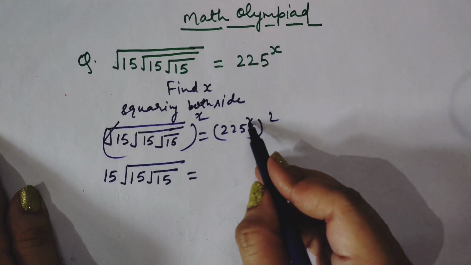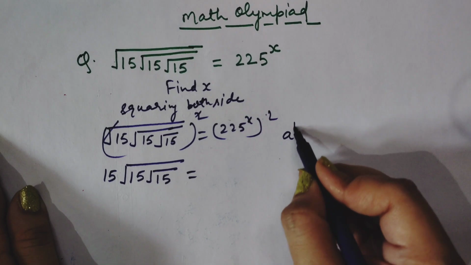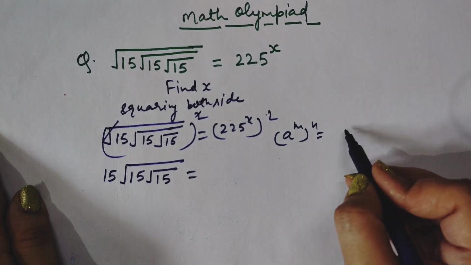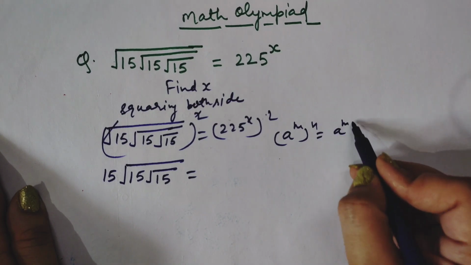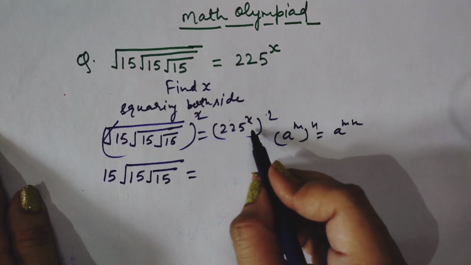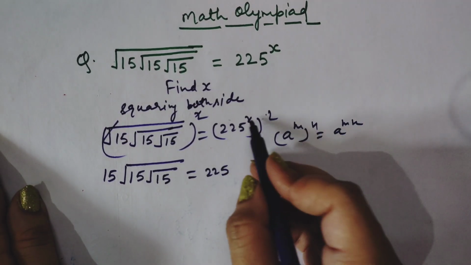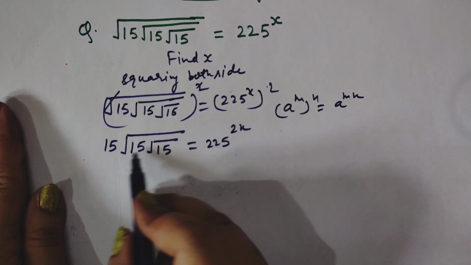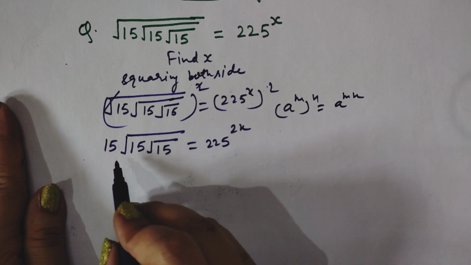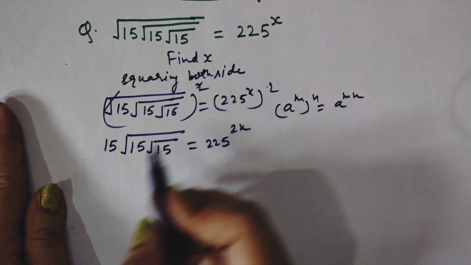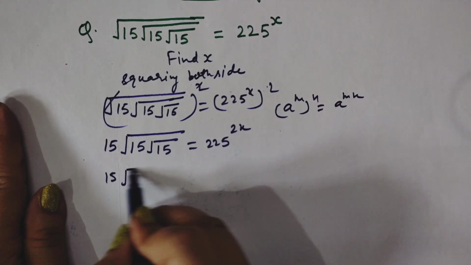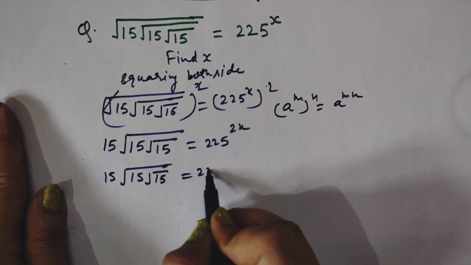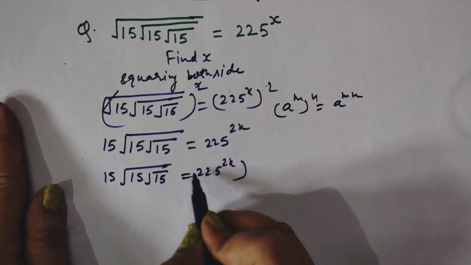And on the right hand side, this is power to power, so we are using the exponent law (a to the power m) whole to the power n. Power to power, the powers will be multiplied. So we are using this law here: 225 to the power x into 2 is 2x. After that we have two square roots remaining, so we will again square both sides. 15 root of 15 root 15 equals 225 to the power 2x.